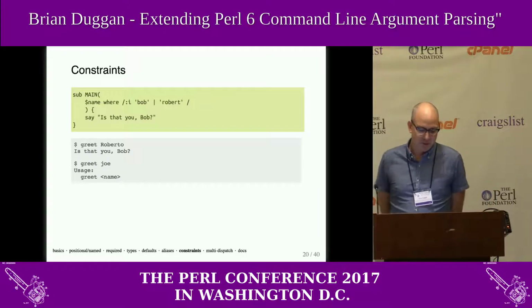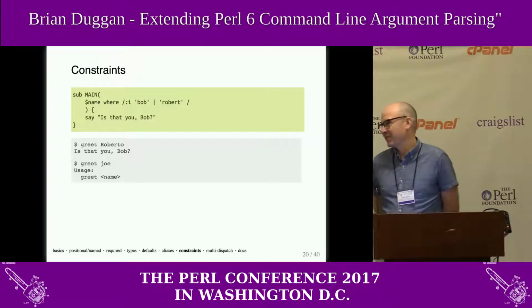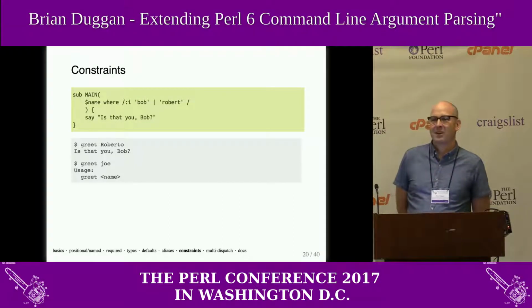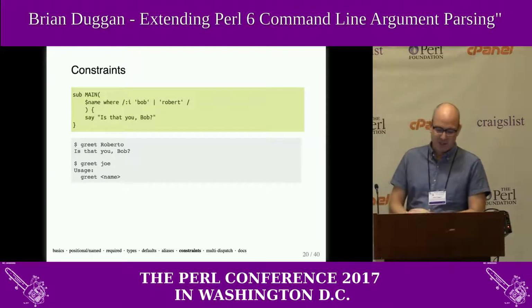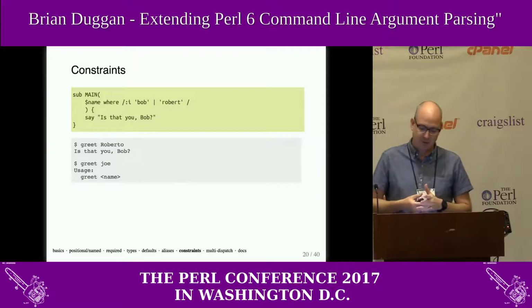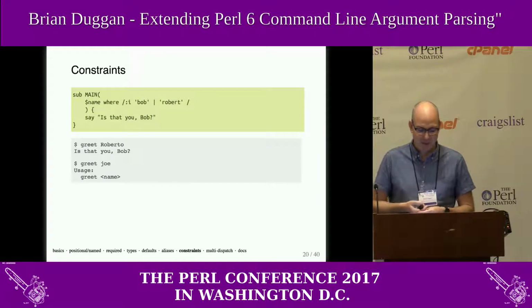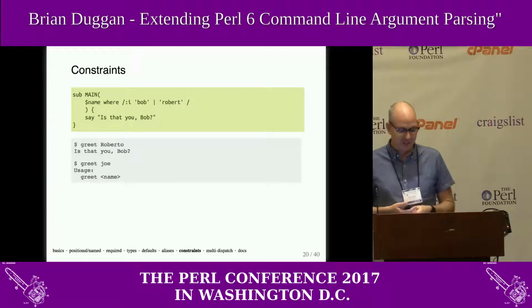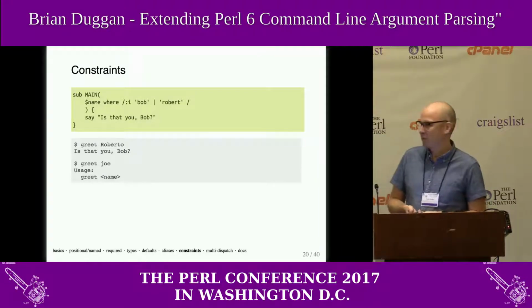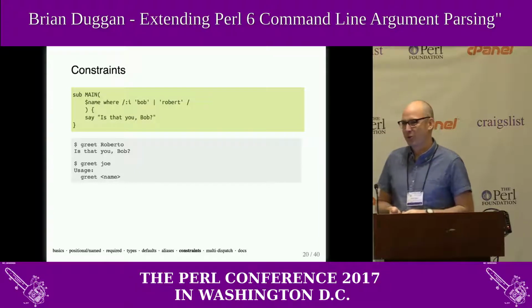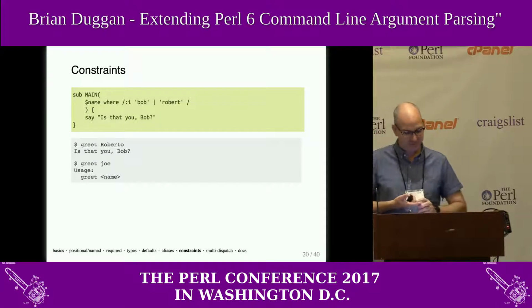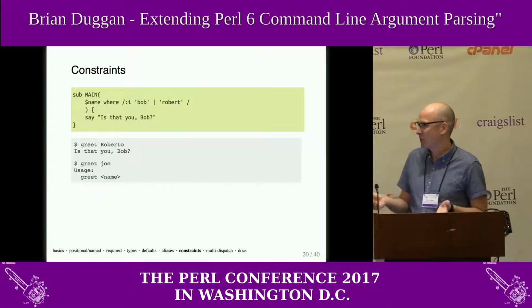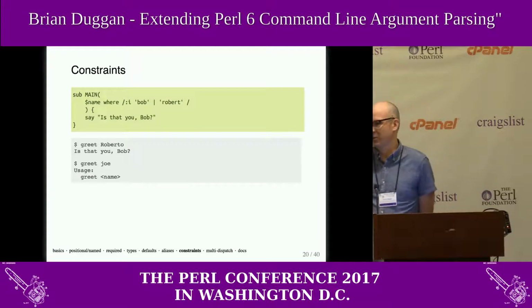Constraints are also possible. The where clause adds a constraint. Here's an example of ensuring that a particular argument matches a regular expression. So we're saying, greet only somebody whose name has a lowercase, case-insensitive match for Bob or Robert. So if we do Roberto, that includes the string Robert, so that passes the check constraint. And if we say greet Joe, we get our usage message.